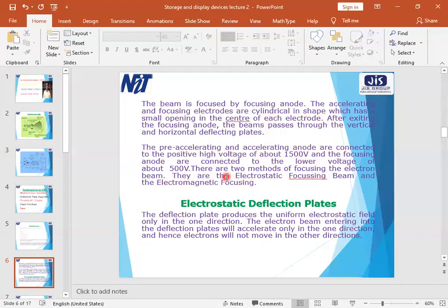So that is why the electrostatic focusing is done. Now electrostatic deflection plates. So deflection plates are vertical and horizontal deflection plates. The deflection plate produces the uniform electrostatic field only in one direction, either in the x direction or in the y direction. It depends on us in which direction we want to deflect the beam so that the spot can be seen.